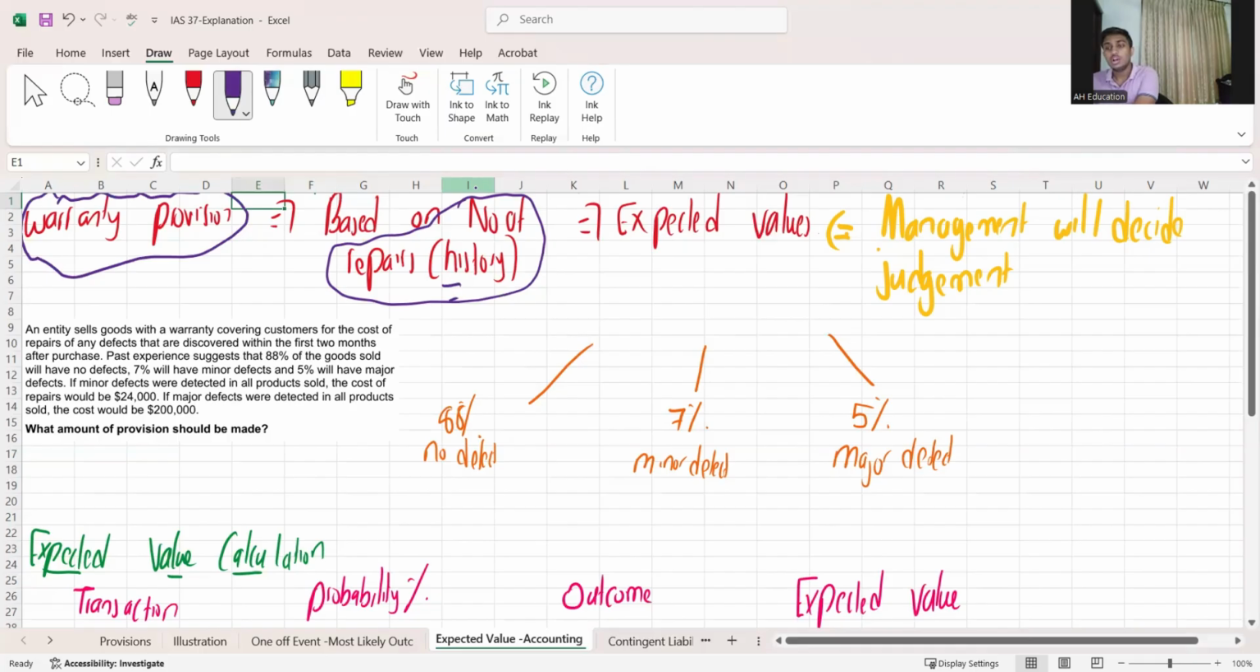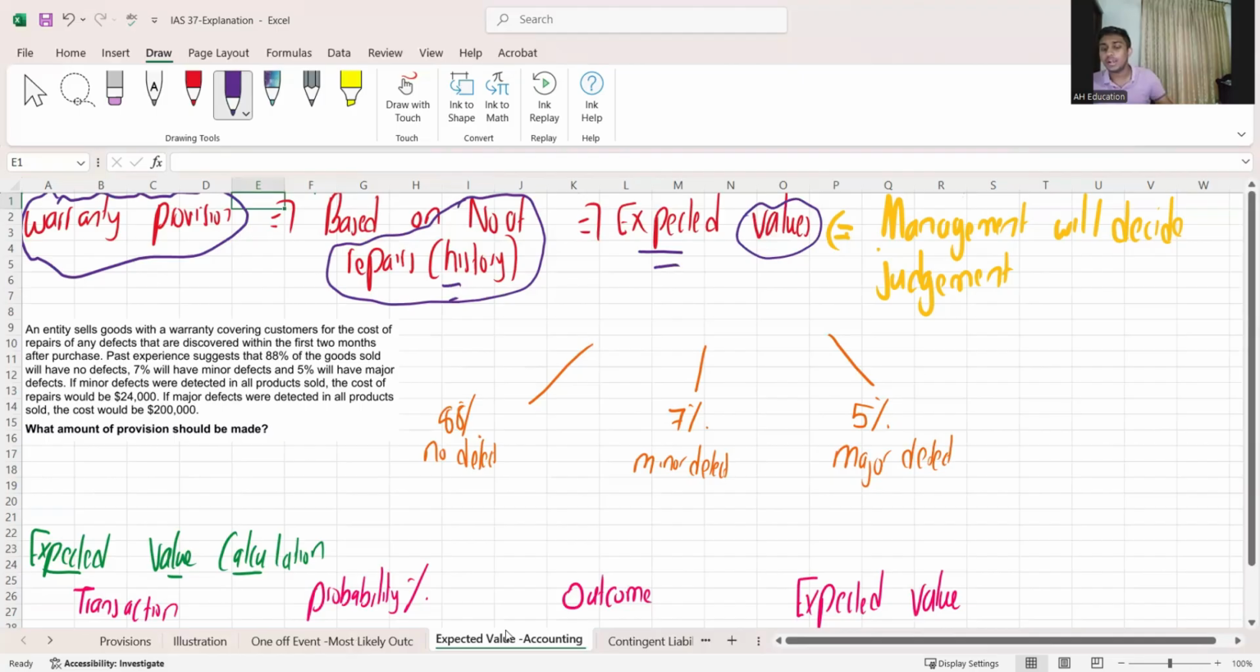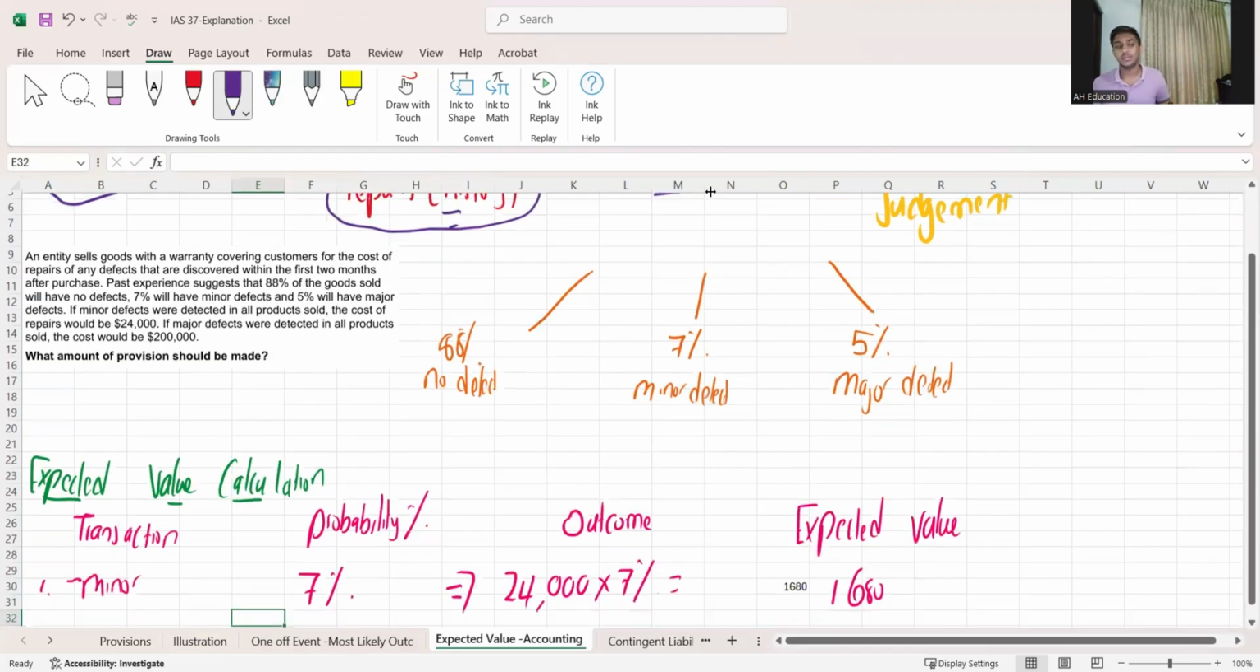As I told you, if you have frequently occurring events, then you need to use a method known as expected value. Don't use the most likely outcome method for this. If it's a one-off event, you need to use most likely outcome. If it's a frequently or recurringly happening event, then you need to use expected value. Okay, so let us look into this. Expected value is quite easy. You would have learned it in your management accounting, I believe, but let us redo it.